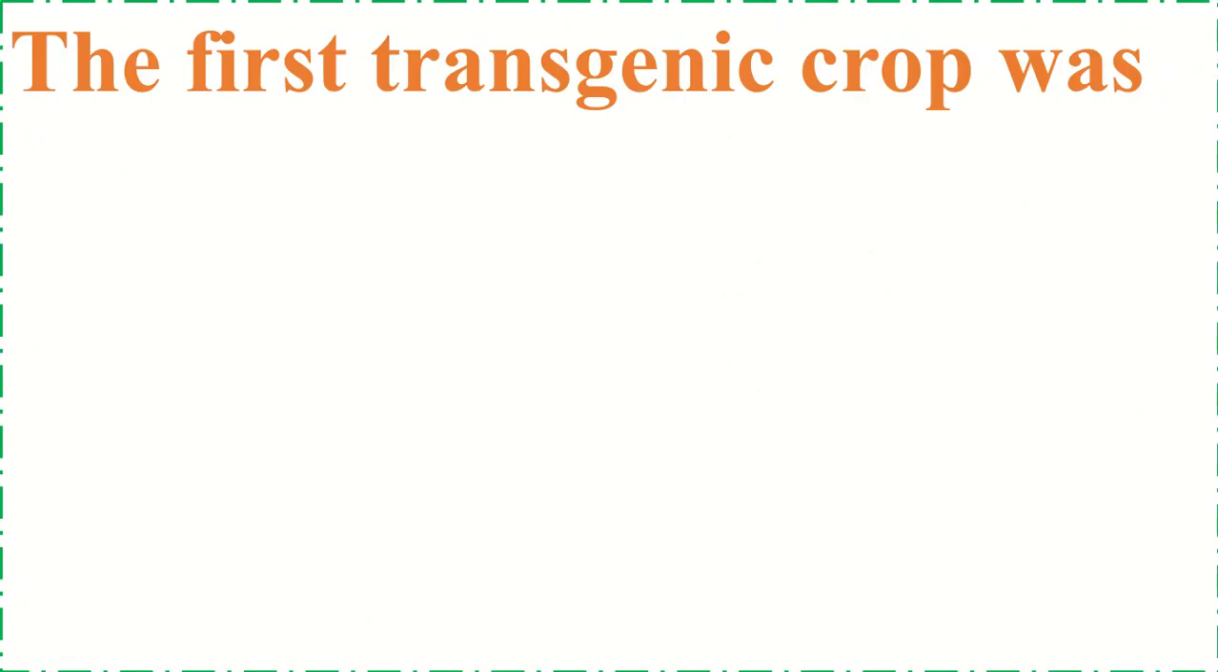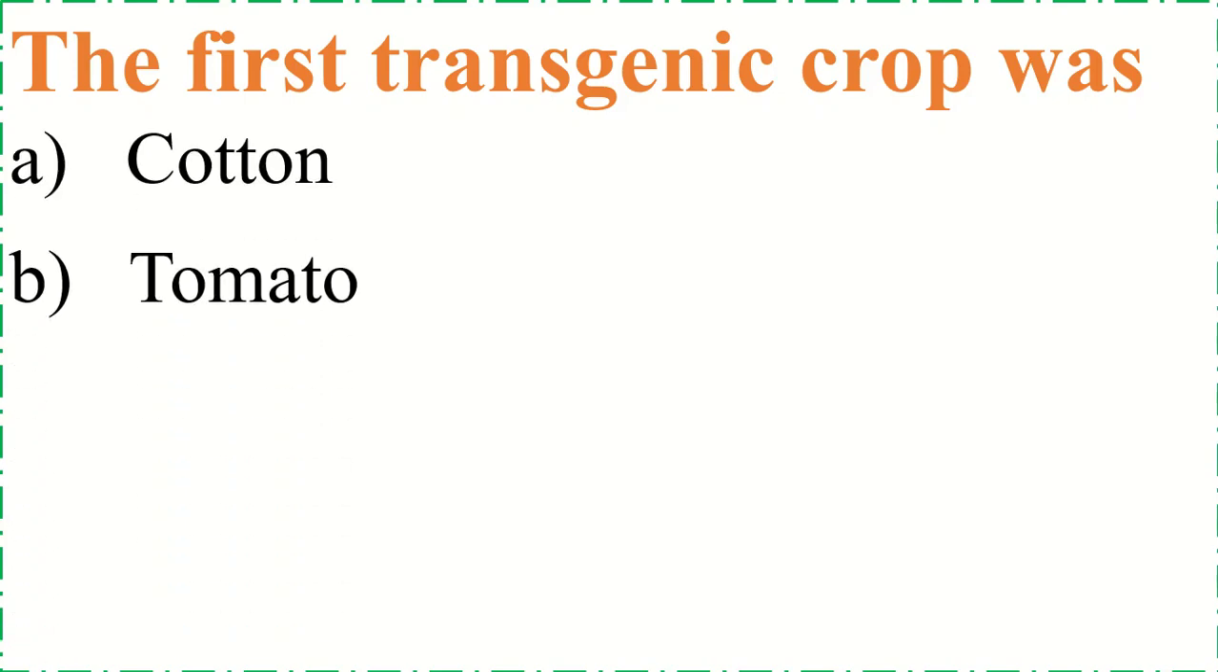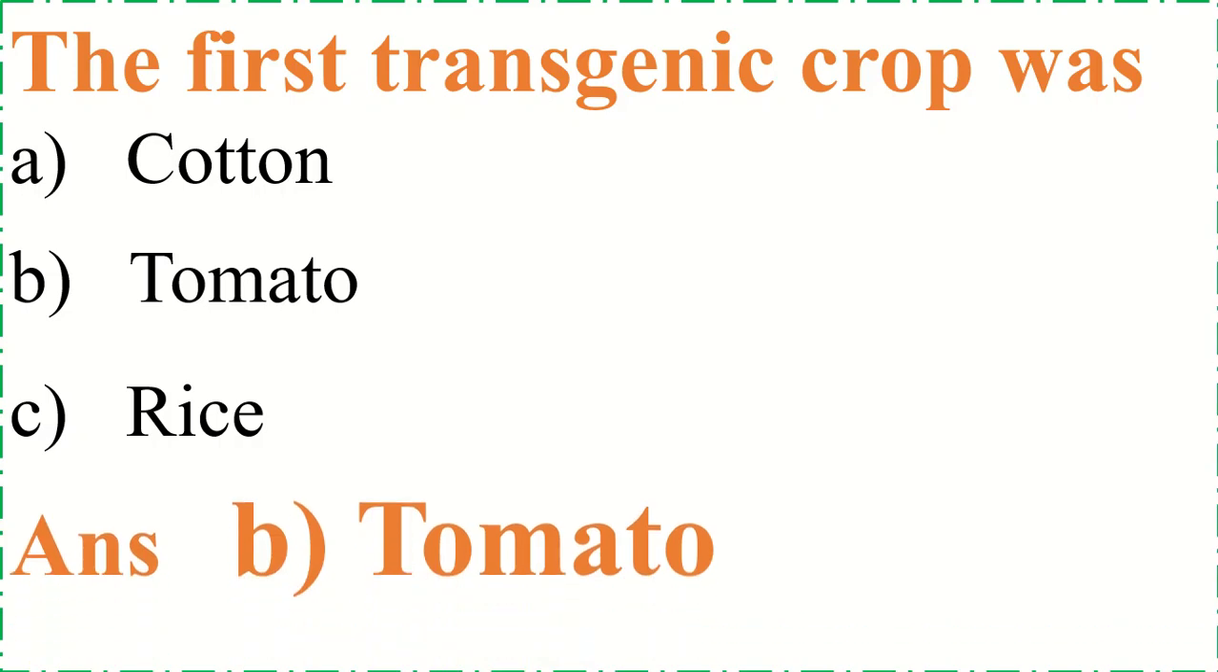The first transgenic crop was: option A, cotton. B, tomato. C, rice. Correct option is B, tomato.